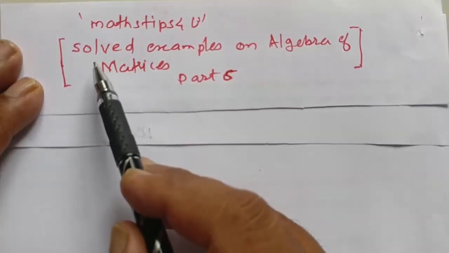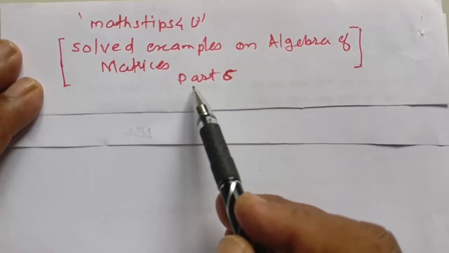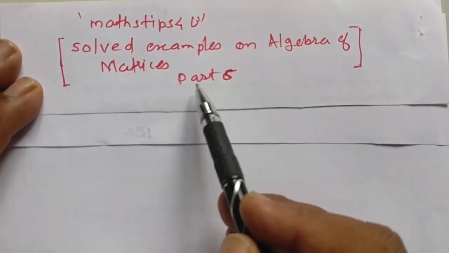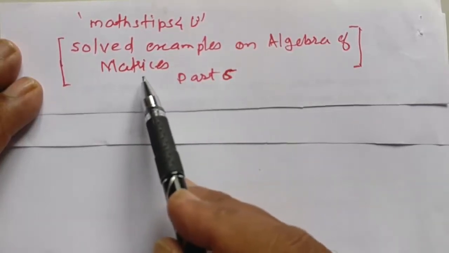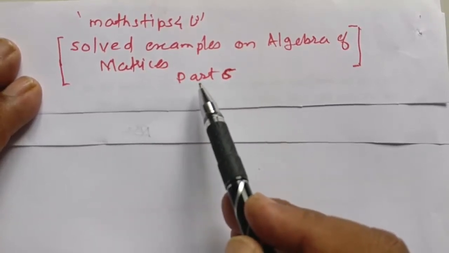In this video, we are going to solve some examples on algebra of matrices. It is video part 6. In part 5, I solved some examples on algebra of matrices which were simple. This is a bit more complicated example.